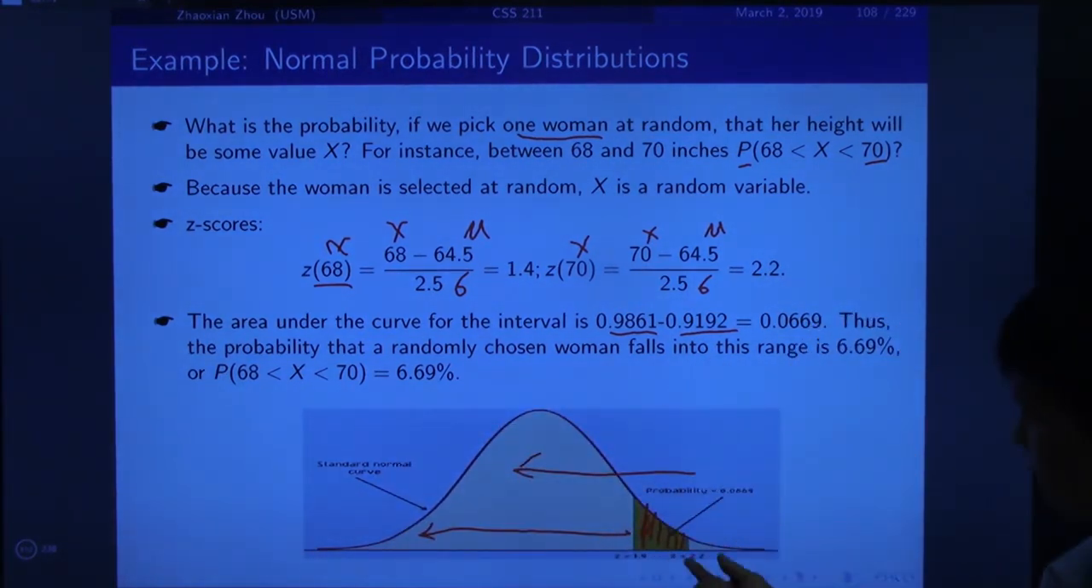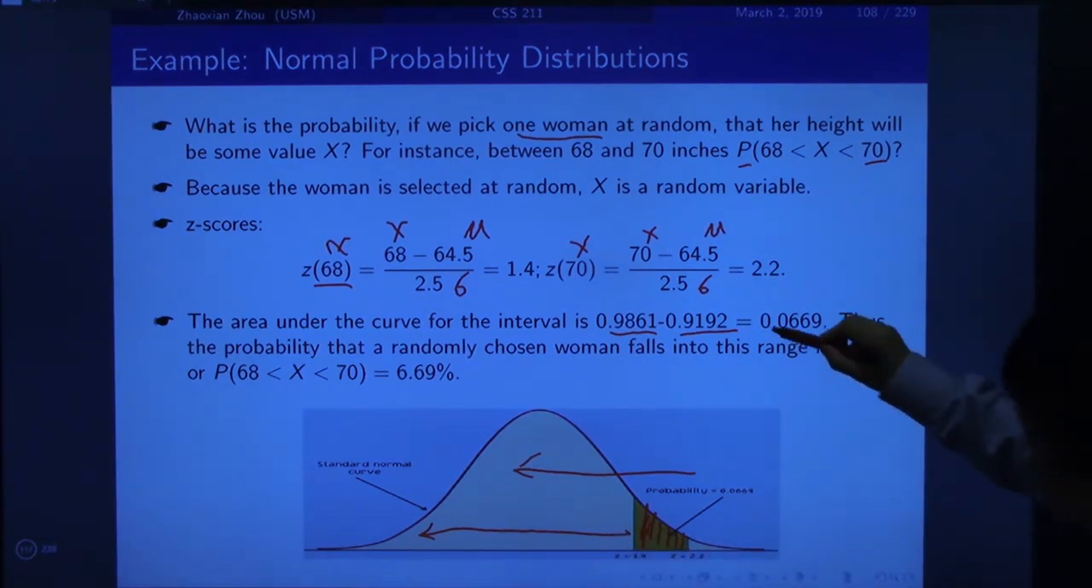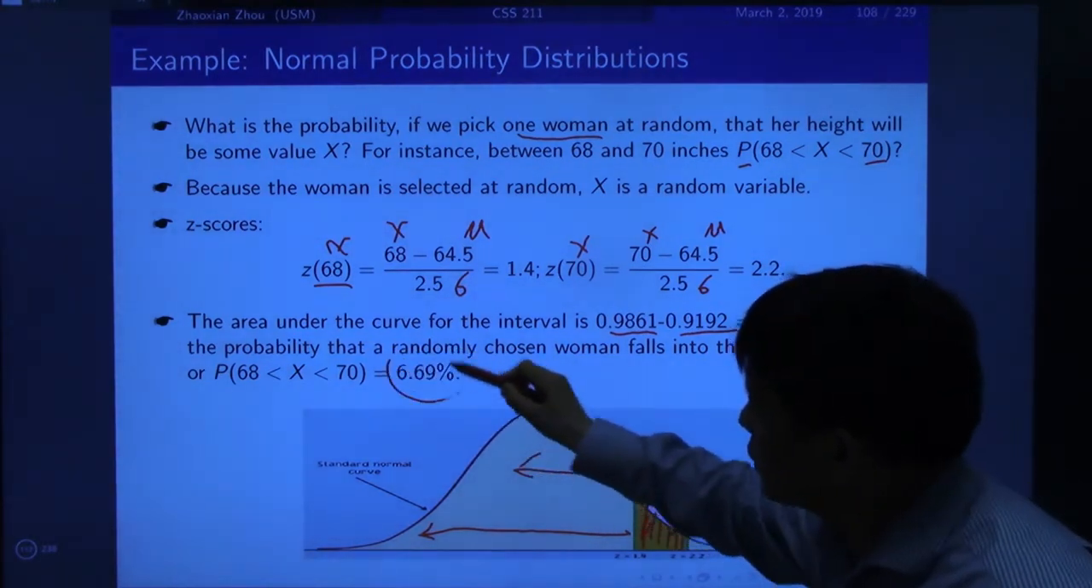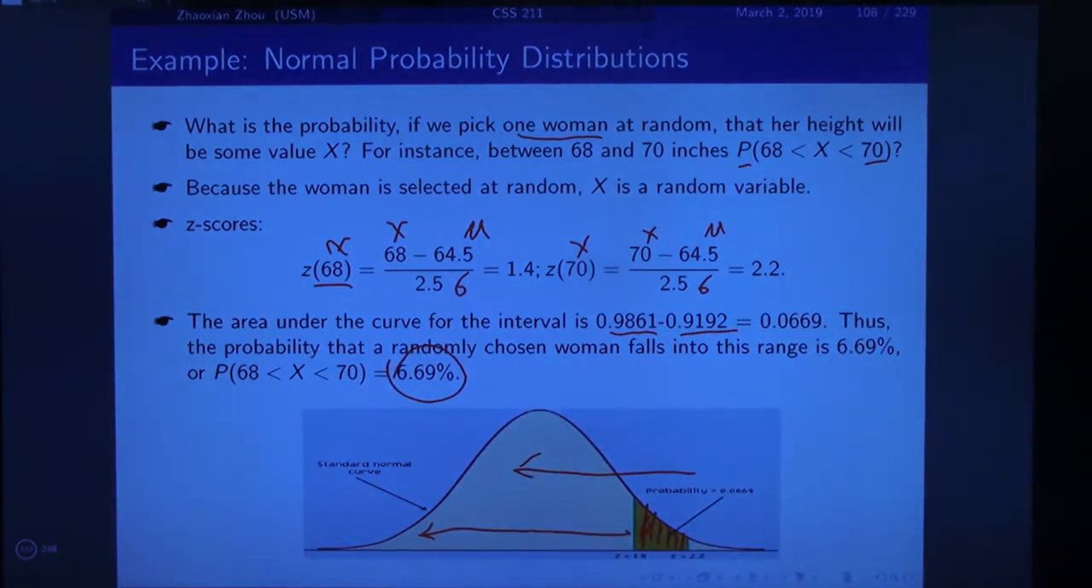We subtract these two, and the difference gives us the probability for a random woman to have a height between 68 and 70. So that equals 6.69%. Okay? We emphasize you need to know how to calculate the z-score and how to use Table A. I believe more than 90% of you already know and are very familiar with how to use that. It's not difficult at all. This is the same thing.